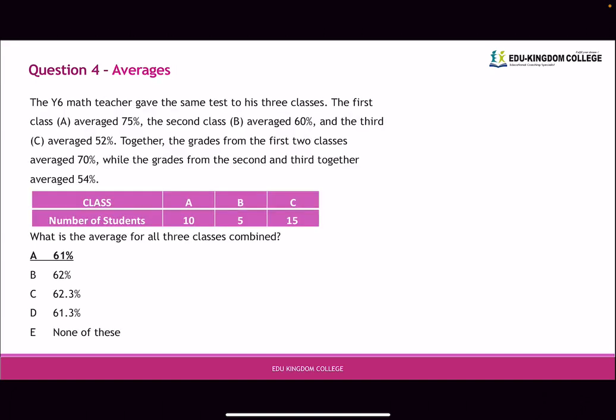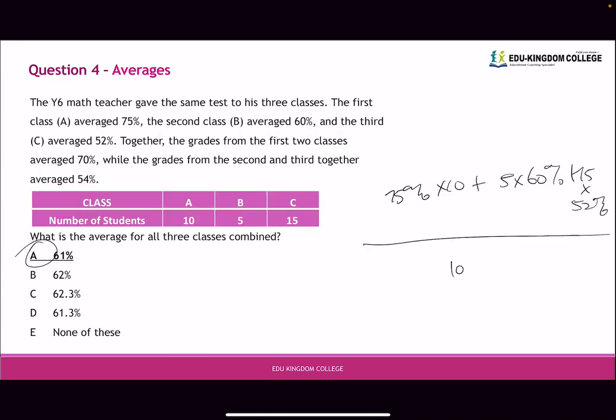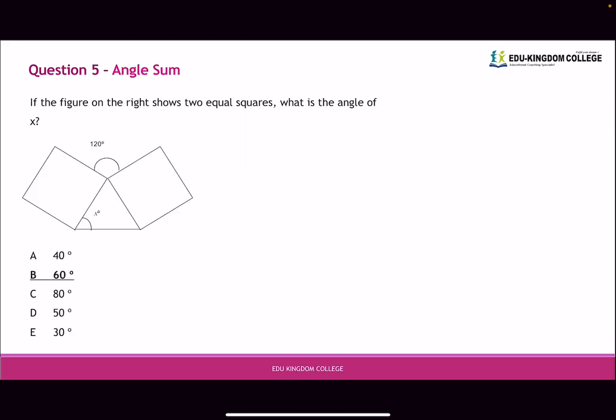Now, question 4, we have an averages question, so it should have just been 75% times 10 plus 5 times 60% plus 15 times 52%. If you had done the maths for that, it would have given you 61%. Sorry, it should have all been over 10 plus 5 plus 15, which equals 30. So these over 30 should have given you 61%.